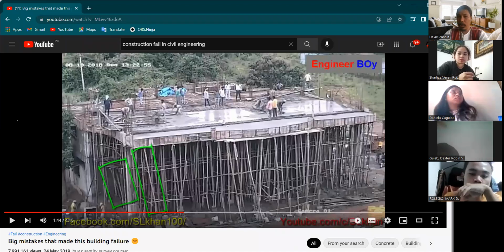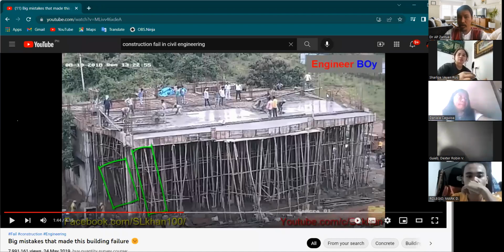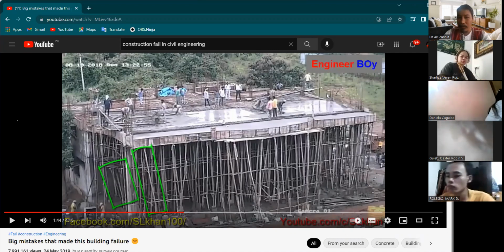Okay, so if that is the case, you will need more falsework and formworks in order to support the wet concrete until the time that the concrete itself can support its own weight. Okay? So imagine that.